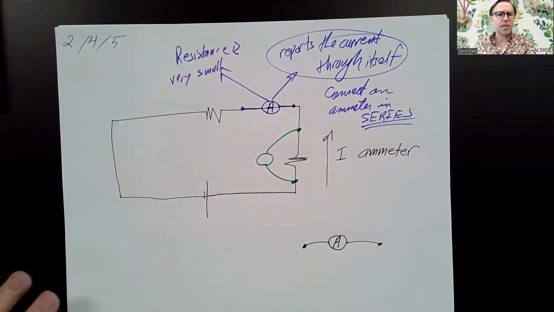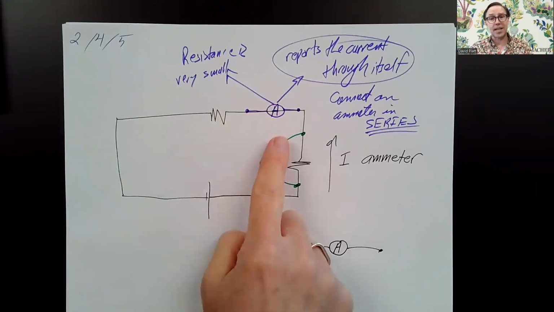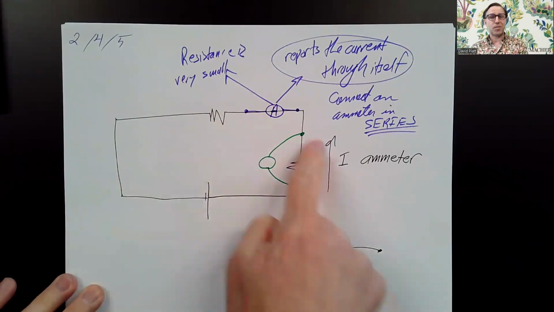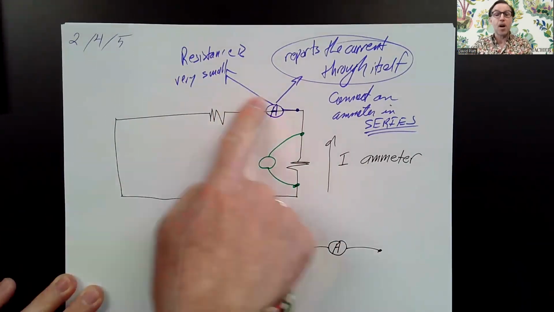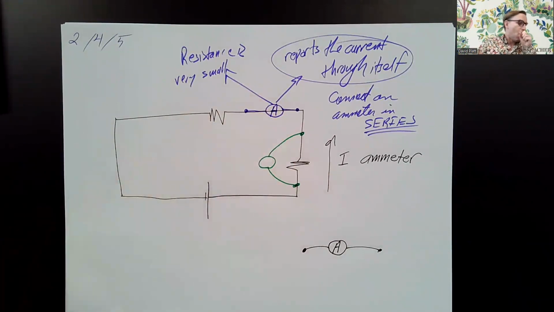Now, this is important stuff to know about ammeters. How do you build them? They have low resistance. How do you connect them? You connect them in series. They tell you the current through themselves, which by extension, because of the way we hooked it up, also tells you the current through other things in the circuit.